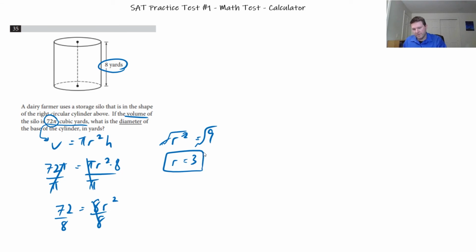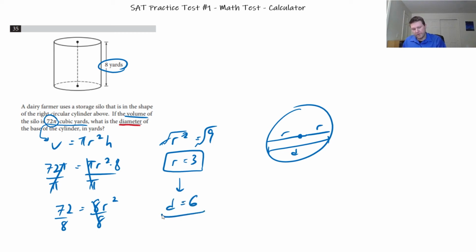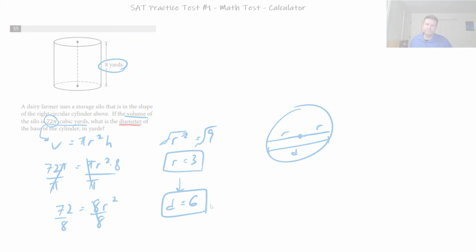It's a really good lesson in double checking what they're asking for. They want the diameter. A lot of people will list the radius as their answer, but remember, in a circle, this is the radius, this is the diameter. So the whole way across the circle going through the center is the diameter. It's just double the radius, so the diameter is 6, and that's it.